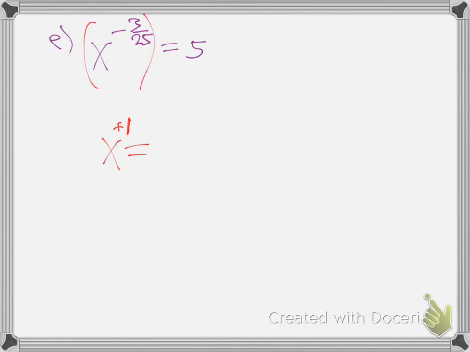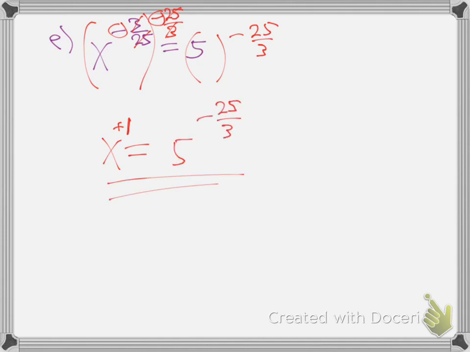Well, what power could I put up here? If I put negative 25 thirds, you see what would happen? The 2 negatives would multiply. These 2 negatives would be positive. The 3's would cancel. The 25's would cancel. The 2 negatives would make positive 1. But whatever you do to one side, you have no choice but to do the same thing to the other. And then that's just our answer. 5 to the x, regular x, to the 1 is 5 to the negative 25 thirds.